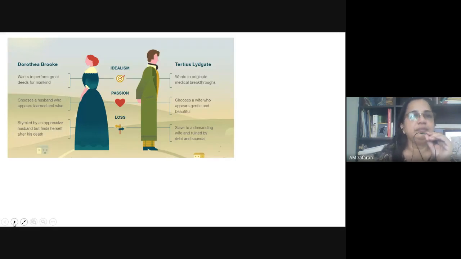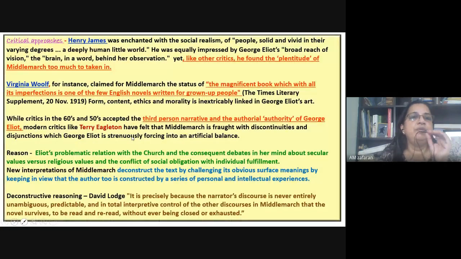Going on, we have to find out what different critical approaches say about the novel. So we're starting with the critical approach taken by Henry James. He was enchanted with the social realism of people, solid and vivid in their varying degrees, a deeply human little world. Like we mentioned earlier, in this novel you find the world of multiple characters from all strata of society. And that is something that really enchanted this critic, Henry James.